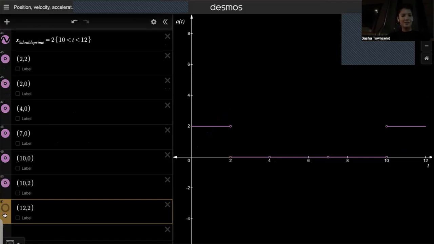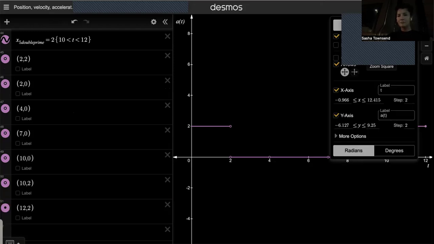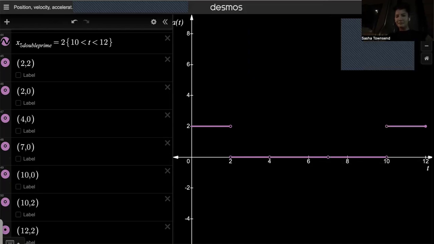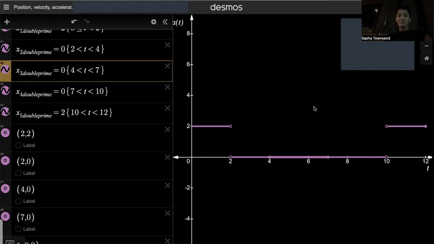It's a little bit harder to see. It might be better to make it sort of bold. So that's our acceleration function.